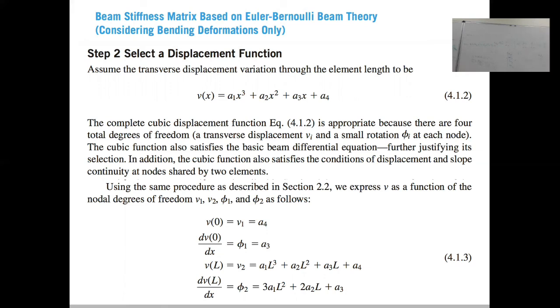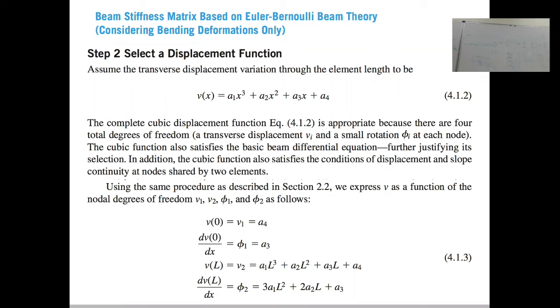What do you do with these A's? Apply the boundary... No, I'm asking him. We are applying boundary conditions here, to get the constants A1, A2, A3, A4. What do you do next? I'm giving you a hint.